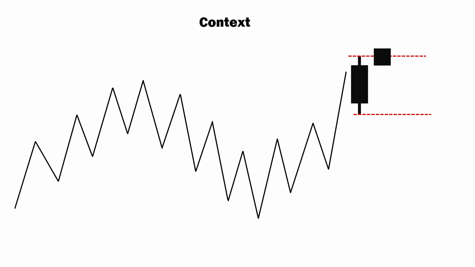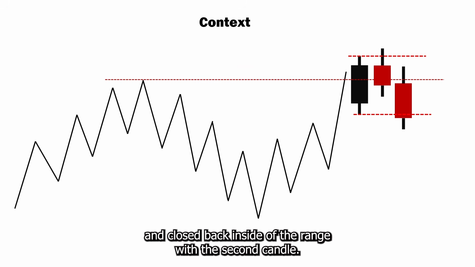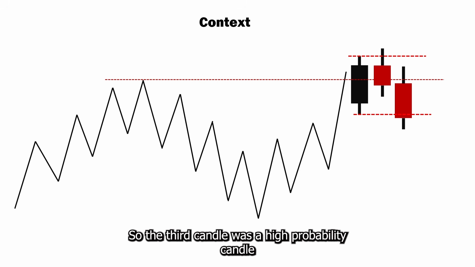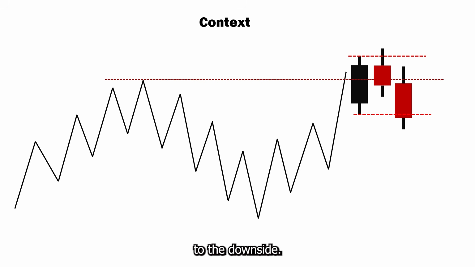So now your next candle starts off bullish, but quickly comes back inside of the range and closes bearish. What would your next candle be? You can see the candle starts off bullish, quickly flips, and closes bearish. And why did that happen? Because as this whole formation was occurring, price took out major liquidity and closed back inside of the range with the second candle. So the third candle was a high probability candle to the downside.